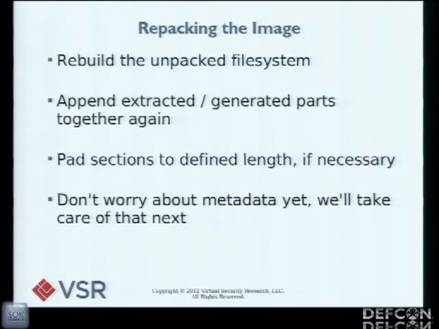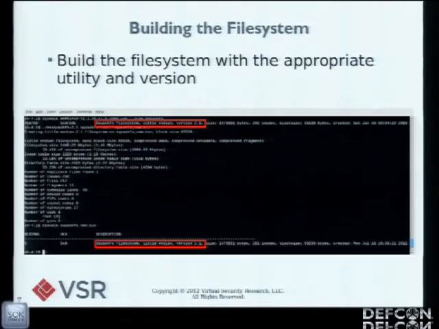Bringing it to the next step, repacking the image. So we have a router image. We were able to extract everything that we wanted, unpack the file system, deploy our payload. How are we going to put it all back together? It's fairly simple. Just rebuild the file system in the opposite way that you unpacked it. Append the extracted and generated parts back together again. Pad any sections to defined lengths if necessary.